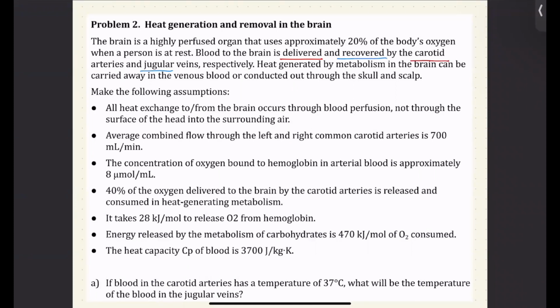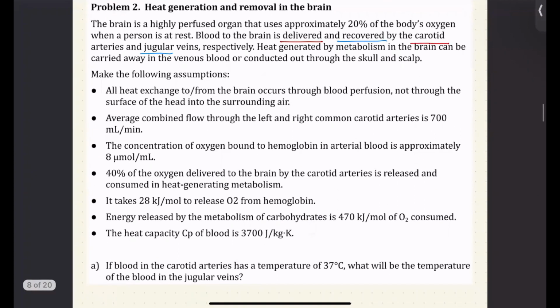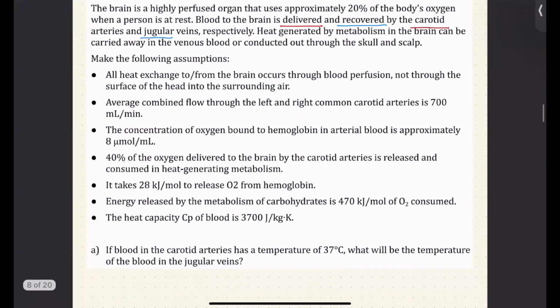Notice how I use the different colors, okay? Great. Heat generated by metabolism in the brain can be carried away by the venous blood or conducted through the skull and scalp, okay? So we have heat exchange to and from the brain occurring through blood perfusion, not through the surface of the head, okay? So any of that skin we're not really taking into consideration, okay?